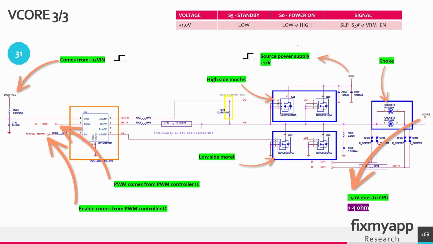And eventually it will go through these inductors, and then we have the VCORE of 1.0 volt, and this will go to the CPU. The output resistance is not that high, it's higher than 4 ohms. And also remember, this configuration is multiplied by 4 because we have 4 phases that will generate the VCORE voltage of 1 volt. This voltage is not present in the standby state and is present in the power on state.